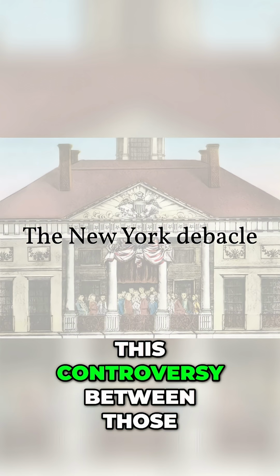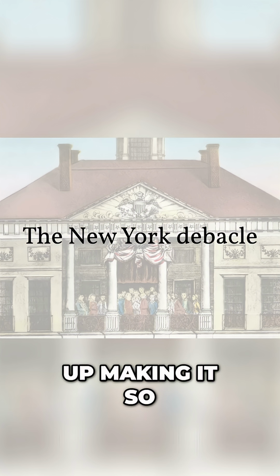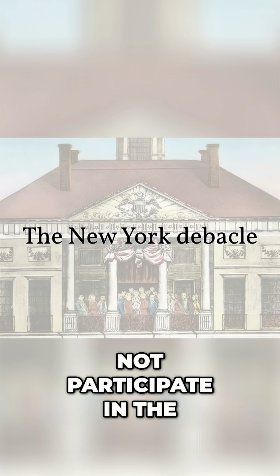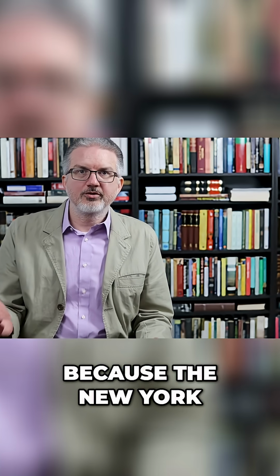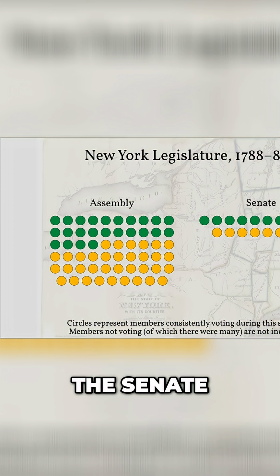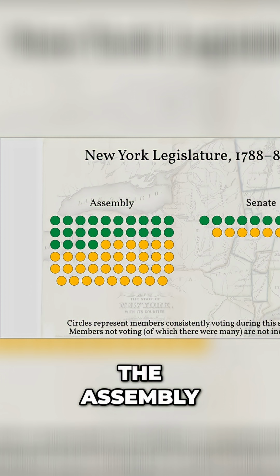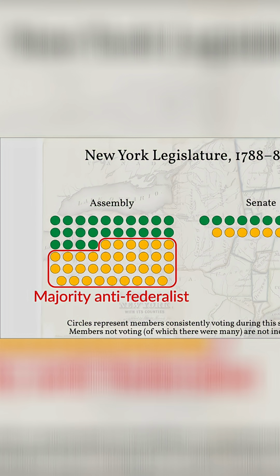In fact, this controversy between those who favor the Constitution and those who are opposed to it ended up making it so that New York could not participate in the presidential election at all, because the New York legislature was divided. The upper house, the Senate, was majority Federalist. The lower house, the Assembly, was majority Anti-Federalist.